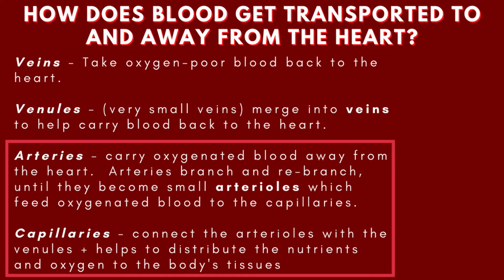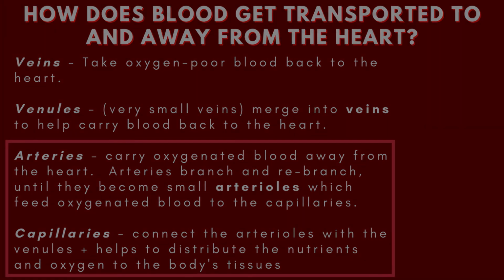Arteries carry oxygenated blood away from the heart. To remember this easier, arteries starts with an A so that you can remember that it takes blood away from the heart. Arteries branch and become smaller arterioles, which feed oxygenated blood to capillaries. Capillaries connect the arterioles with the venules and have the important job of helping to distribute the nutrients and oxygen in our blood to our body's tissues.